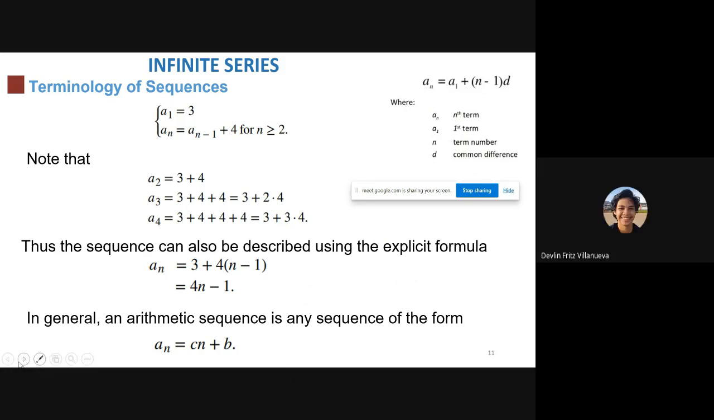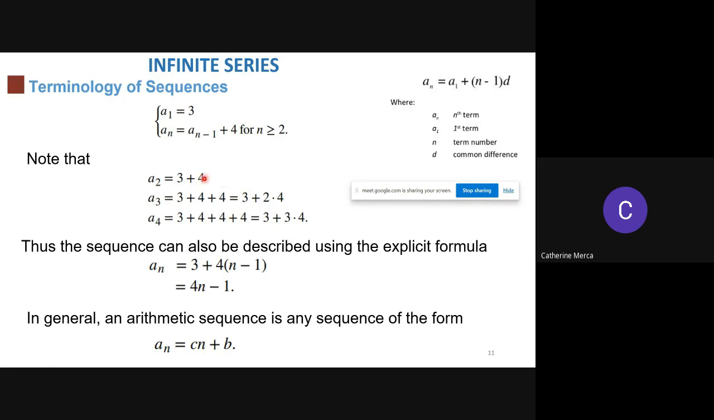Ma'am, question, ma'am. Yes. This one kasi, this is actually another general term of this form. Ito, itong nandito, 4n minus 1. So in this case, this is ang lumabas, di ba? In this topic, you have c there is 4, and you have n, and then your b there is your minus 1. So this is another general form of this term, itong term na inaral natin earlier.